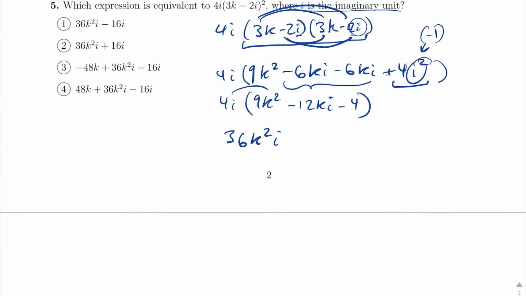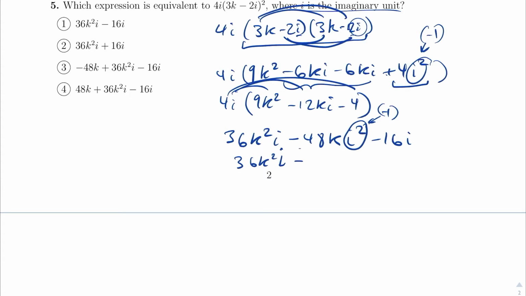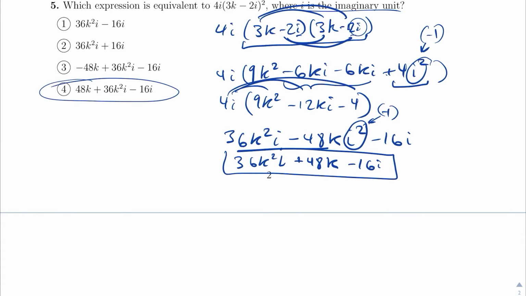squared i minus 48k i times i is i squared minus 16i. So we get 36k squared i. This one we have an i squared. That becomes negative 1. Negative 1 times negative 48 makes positive 48k minus 16i. And now we need to pick which of these is the answer choice. And it looks like it was this one.